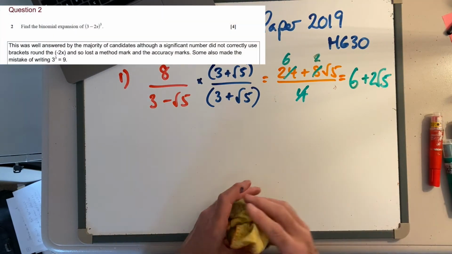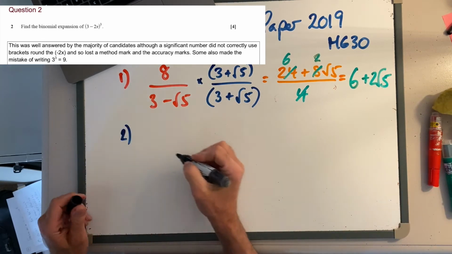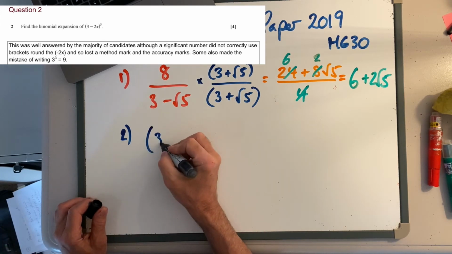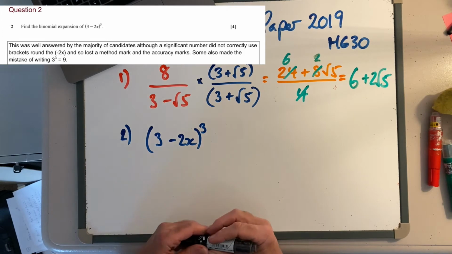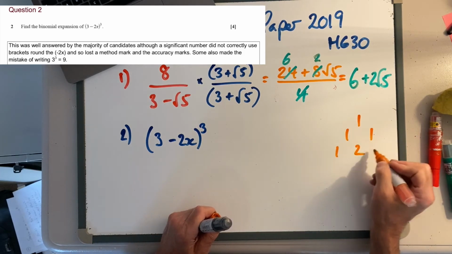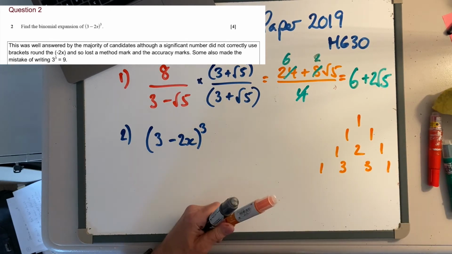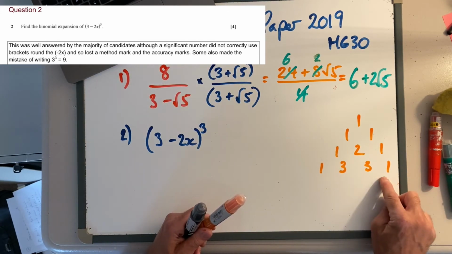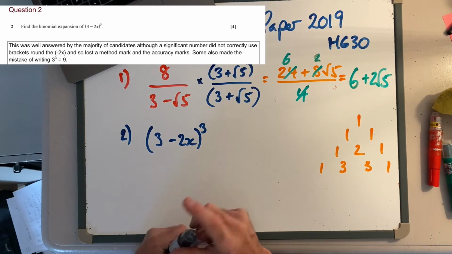Let's go for question 2, shall we? The question says find the binomial expansion of 3 minus 2x to the power of 3. Now, there are different ways of doing this. You can use this lovely triangle here, and that's my square. So that's going to be my power of 3. These are the coefficients that fit in all of this.